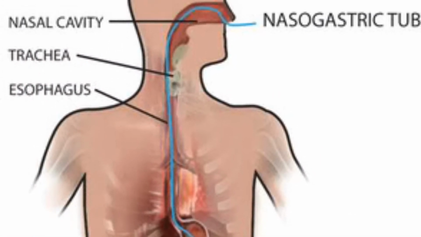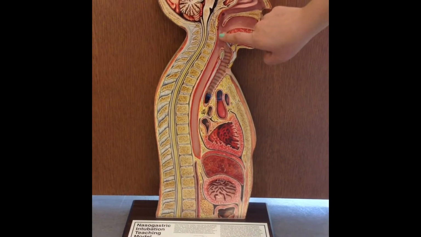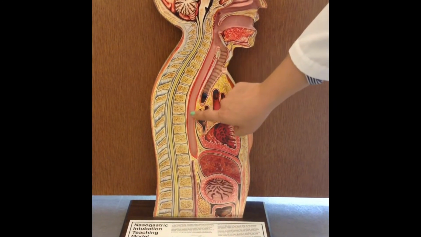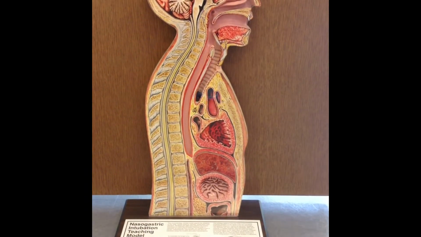Good evening, folks. Tonight we're going to talk about nasogastric tube insertion, which is a hollow tube which we pass from the nose through the esophagus and into the stomach. This is a widely used and extremely useful procedure, so let's get started.